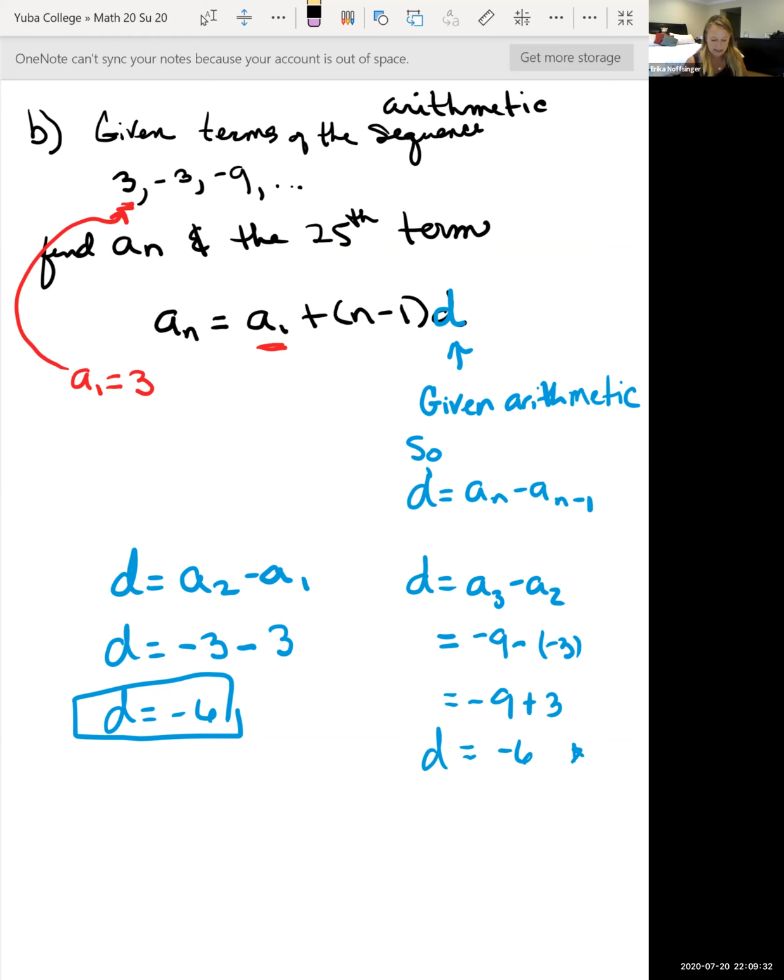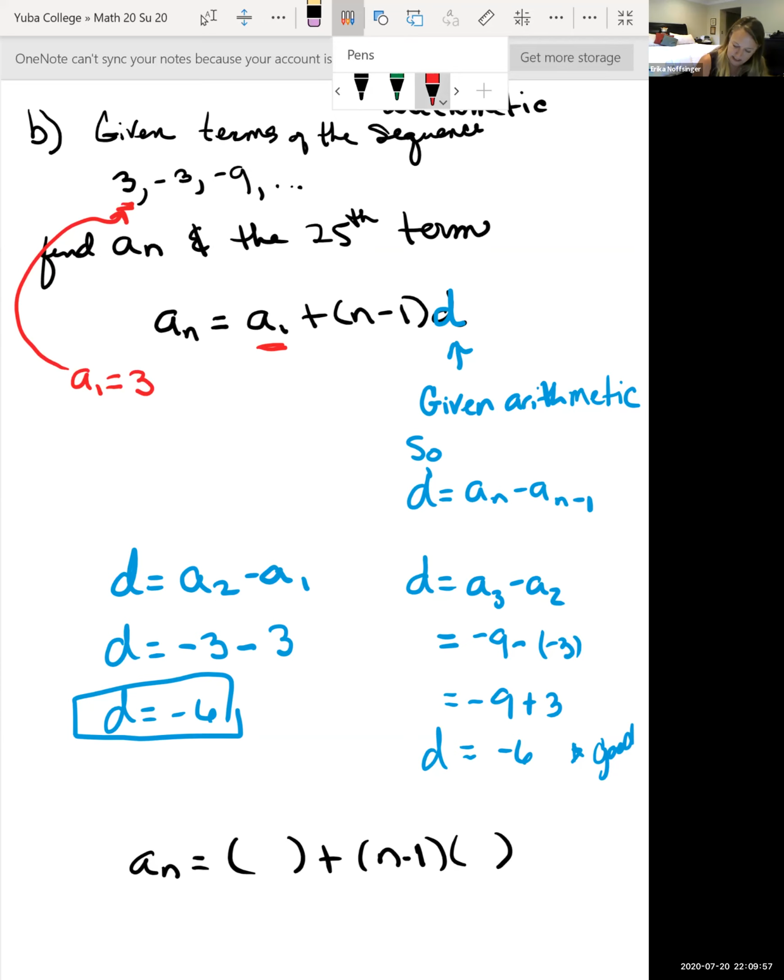Okay, so we got d is negative 6 and we got a sub 1 is 3. And so now we know what our a sub n term is. So a sub n is equal to our first term, a sub 1, plus n minus 1, all times d. Well, a sub 1 we found to be 3, and d we found to be negative 6.